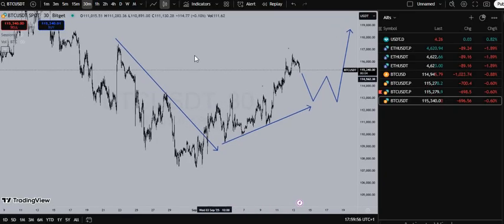Now, in the case of a downtrend, a trend line trader will be looking to sell whenever price approaches the trend line. So price got to this point, is looking to sell. Price gets to this point, is looking to sell. Price gets to this point, is looking to sell.